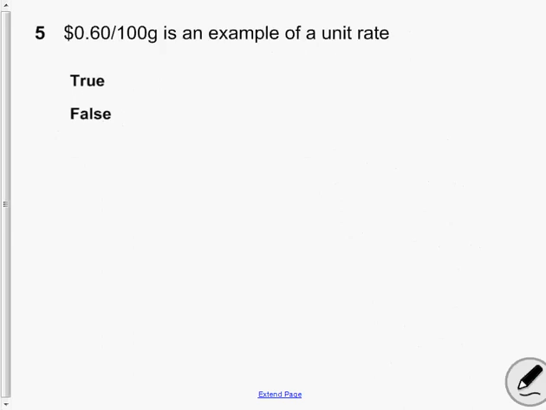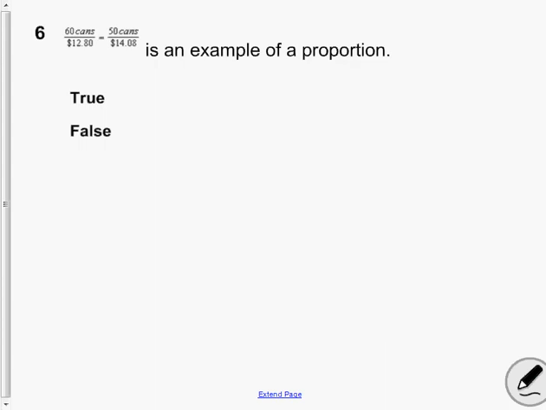Question 5 is an example of a unit rate because 100 grams is really a decagram, but we don't write decagrams because it would confuse people who are already shaky with the metric system. So we call it 100 grams, and it is a unit rate.